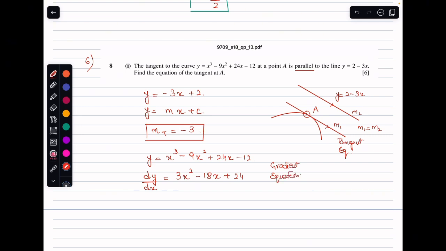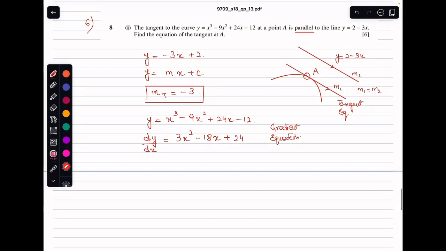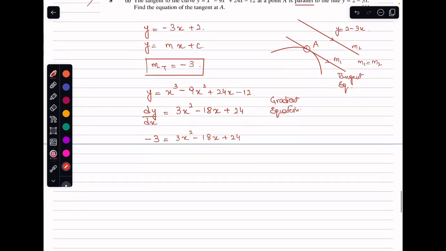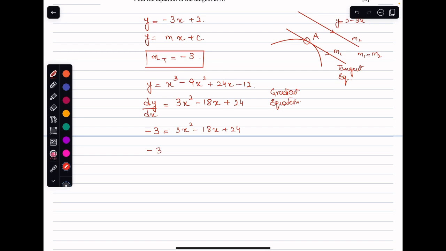So with respect to this equation, if I'm talking about the tangent at A, then I know that the gradient value is negative 3. Therefore, I can substitute the gradient value of the tangent, which is negative 3, in dy/dx, as dy/dx we know is actually the gradient. I can see that this is negative 3, which should be equal to 3x squared minus 18x plus 24. I can simplify this equation: negative 3 equals, 3 can be taken common, and I shall then have x squared minus 6x plus 8 here.